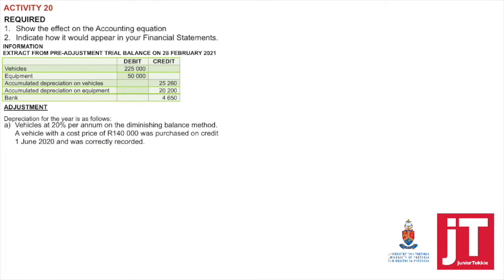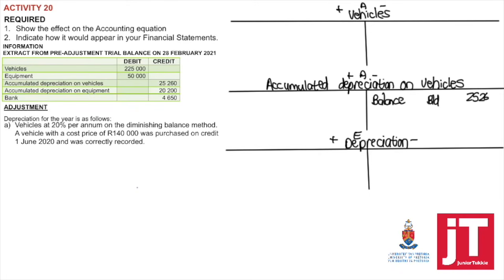Now we need to calculate depreciation, and the first we're going to look at is adjustment A, vehicles at 20% per annum on the diminishing balance method. A vehicle with a cost of $140,000 was purchased on credit on the 1st of June 2020 and was correctly recorded. Now when we approach this, we are going to start with accumulated depreciation on vehicles with the balance brought down from the pre-adjustment trial balance.